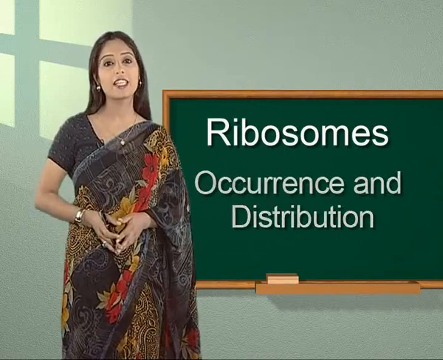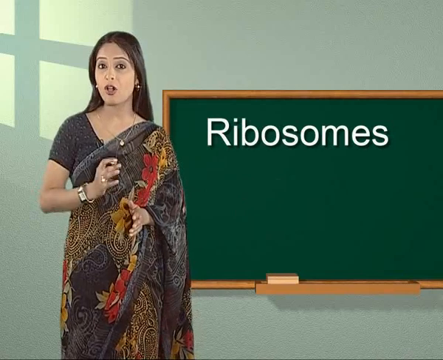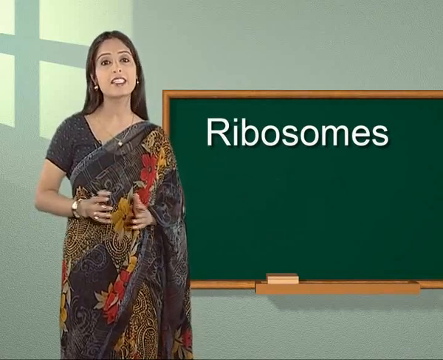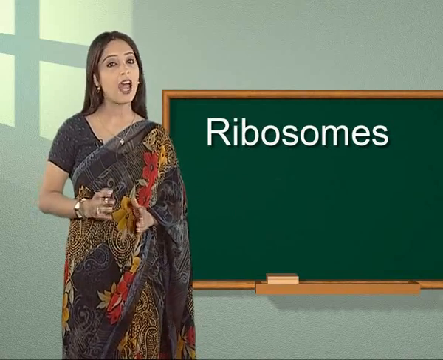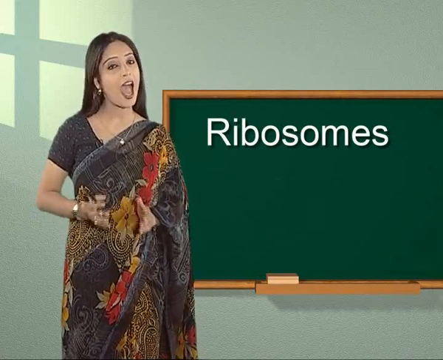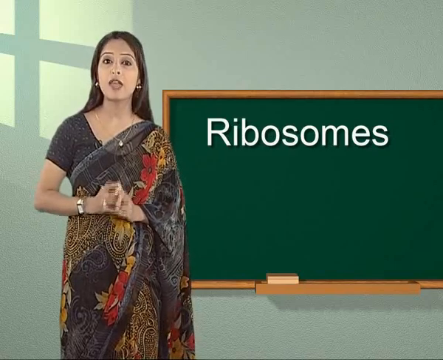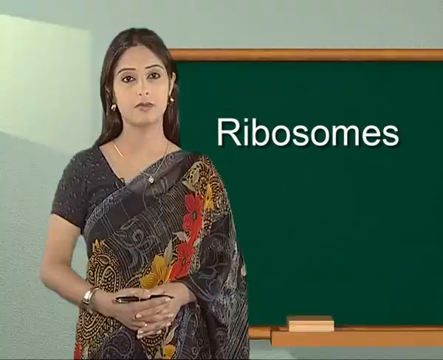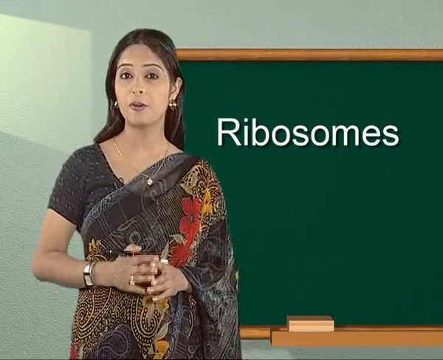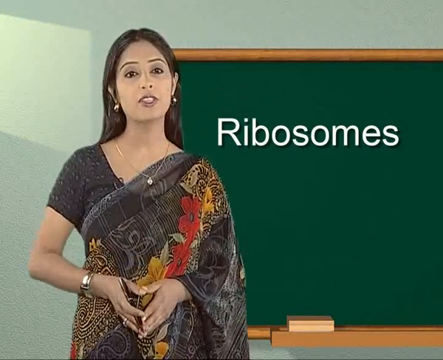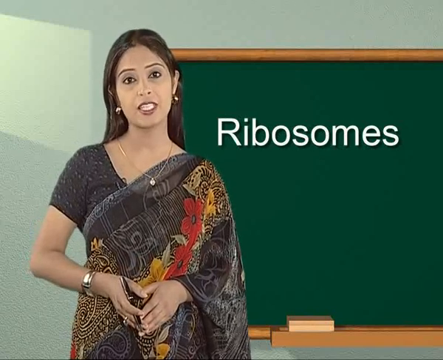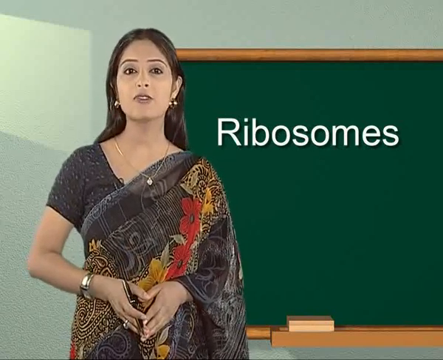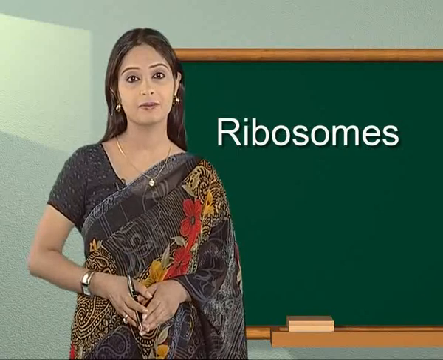In prokaryotic cells, ribosomes often occur freely in the cytoplasm. In eukaryotic cells, ribosomes occur freely as well as attached to endoplasmic reticulum. These ribosomes are composed of ribonucleic acid, that is RNA, and proteins, and are not surrounded by any membrane.